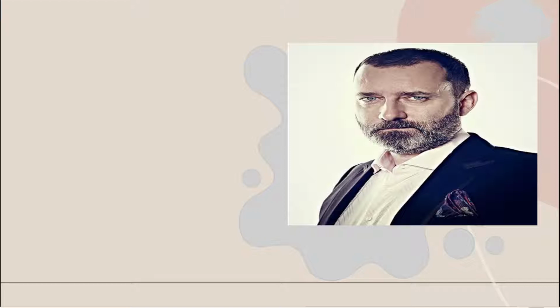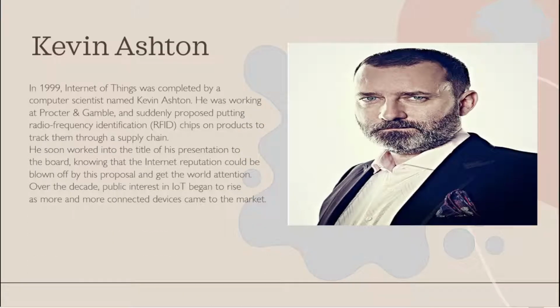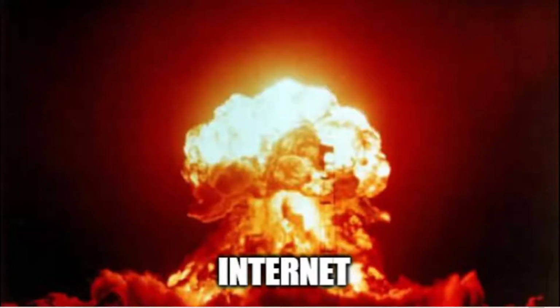Soon, this guy, Kevin Ashton, in 1999 completed the IoT. He is a computer scientist and was working at Procter & Gamble. He proposed putting RFID chips on products to track them through a supply chain. He soon worked the term into the title of his presentation to the board. Knowing that the internet's reputation could be blown up by this proposal and get the world's attention, over the decade, public interest in IoT began to rise as more and more connected devices came to the market.